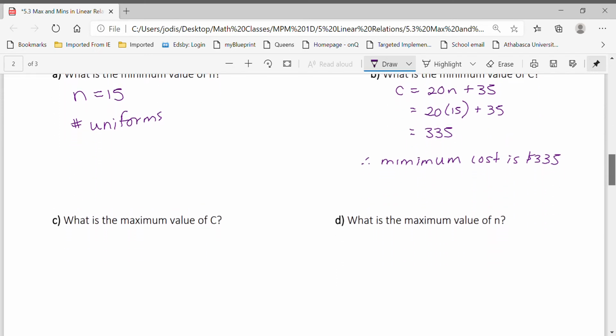Now the maximum value of C, right? The school said that they could spend at max $600. So if we take a look here, we want to figure out the maximum value for n. So in this case, we're going to use our equation again. But now we want to figure out how many uniforms we could actually get for this $600.